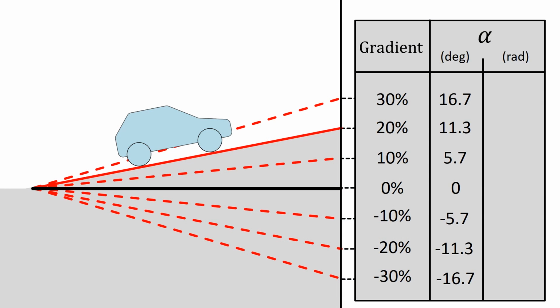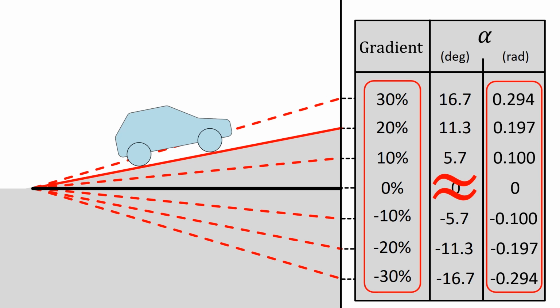This picture shows different gradients from -30 to +30% and the corresponding road inclination angle alpha in degrees. If we translate alpha into radians, we can see that the angle in radians is almost exactly the same as the gradient. This is a useful approximation and we will soon use it to simplify force calculations.